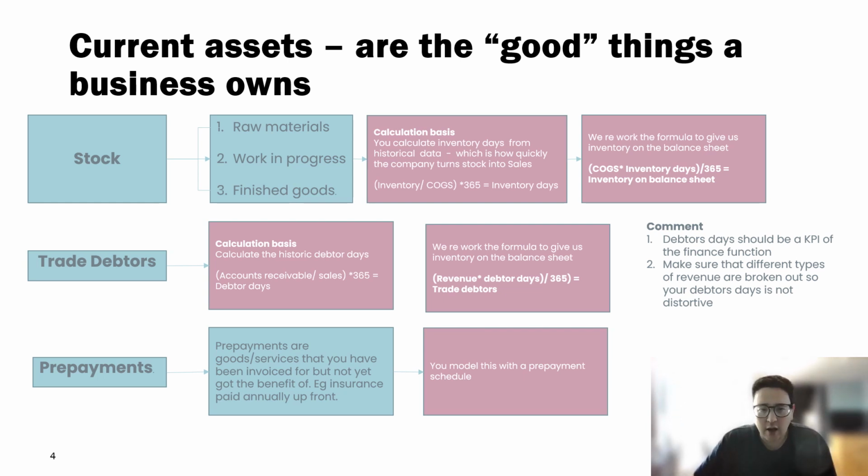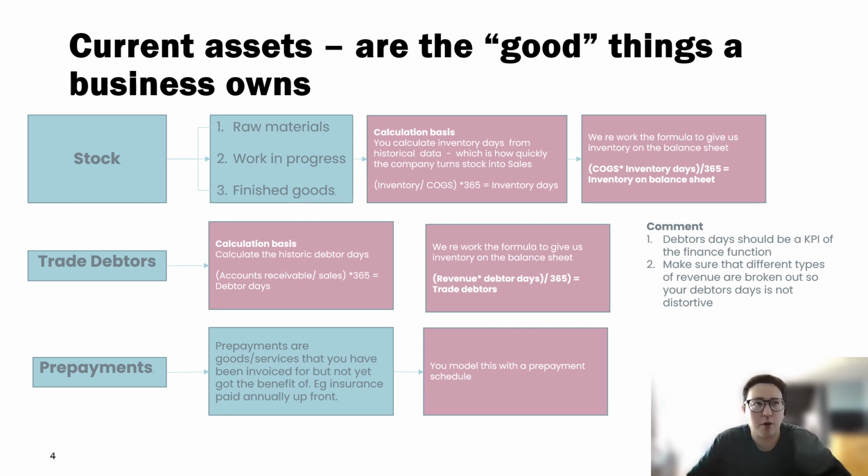Right? And how this works is that you have a set of historical data, and what you need to do, for example, in stock, is find out what the inventory days are. The inventory days is a calculation method to work out how long a business holds its stock before it sells it. It's really easy to calculate. You get your historical data, you take the inventory at the end of the year, you divide it by the cost of goods sold, and you times it by 365 days to get your inventory days, right? You have to do that piece first, because the inventory days is extremely important.